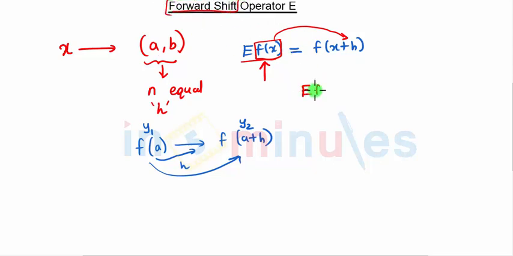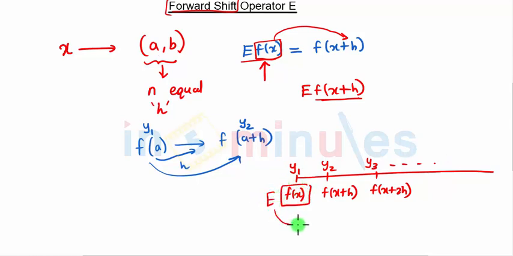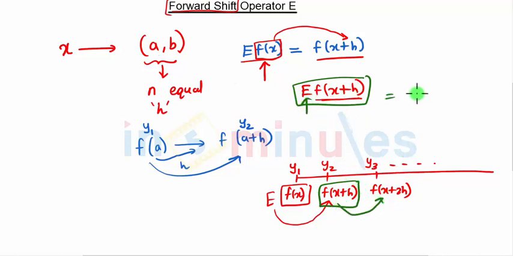Similarly, E of f of x plus h will be, so now our f of x plus h is one position. Let's say we have a number line: here we have f of x, here we have f of x plus h, here we have f of x plus 2h, and so on. Then this will be our y1, y2, y3 and so on. So now we are on f of x. So E of f of x will be nothing but one interval ahead, that is f of x plus h. Then what is E of f of x plus h? Now we are here. So E of f of x plus h is one interval ahead, which will be f of x plus 2h and so on.